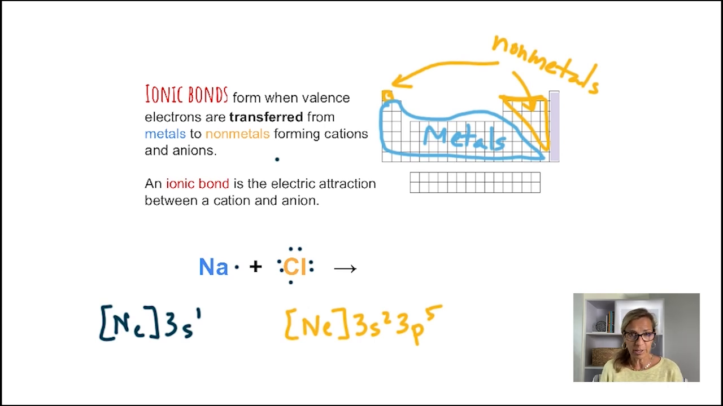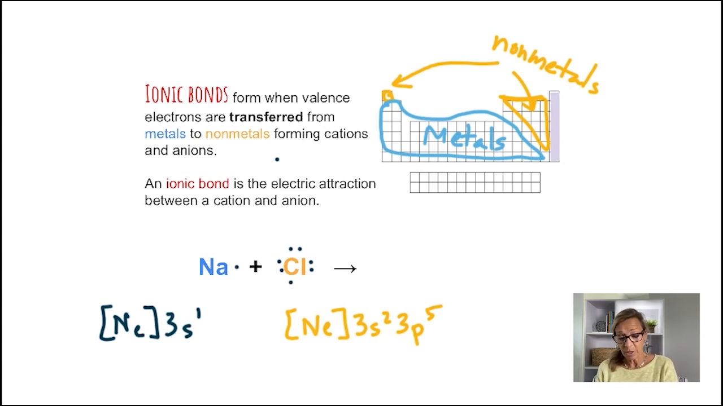I have marked on this periodic table the metals and the nonmetals. Don't forget that hydrogen is a nonmetal. So what happens? Well, I have a metal here, sodium is an example, and then we have a nonmetal, chlorine. So how does a bond form between sodium and chlorine?